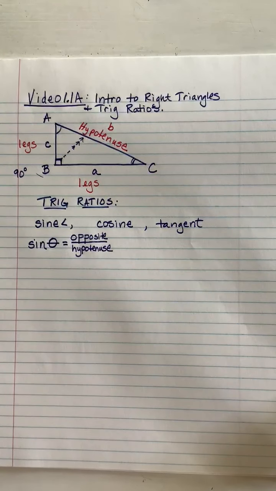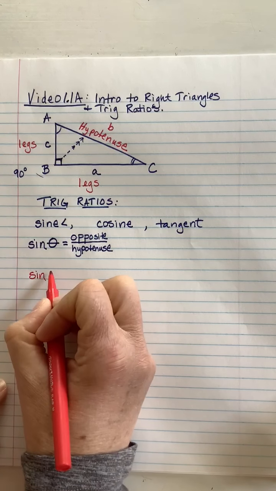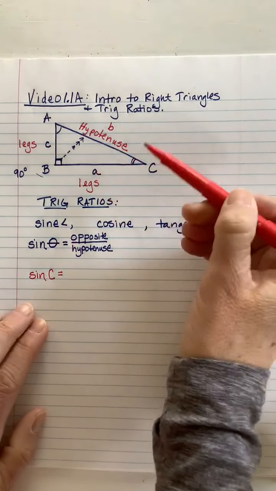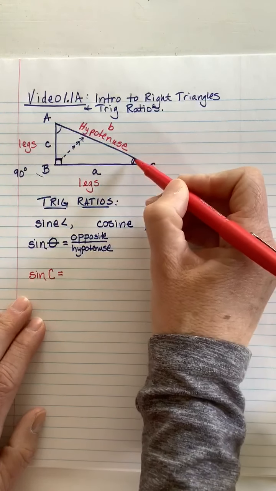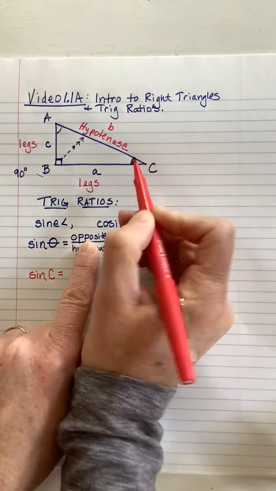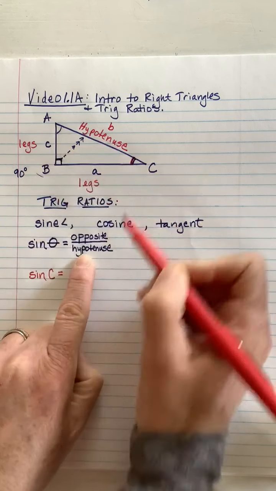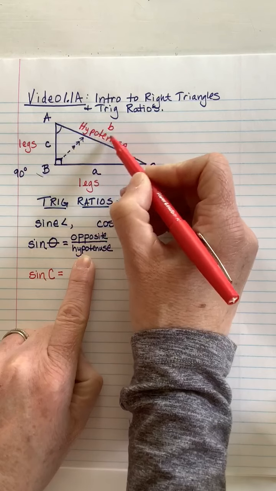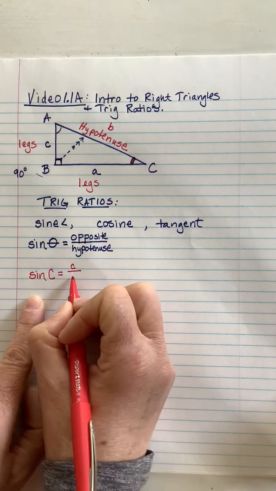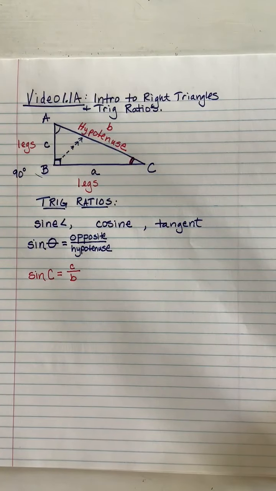So in our triangle up above, if I'm going to try to determine what is the sine of angle C, I'm going back up to angle C. I usually make a mark on angle C. I'm going to look at the opposite side, so that would be little c, divided by the hypotenuse, which would be little b. So sine of angle C is going to be little c divided by b. And there is your trig ratio.